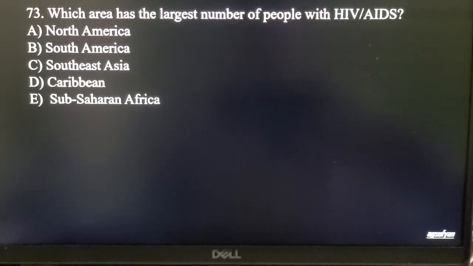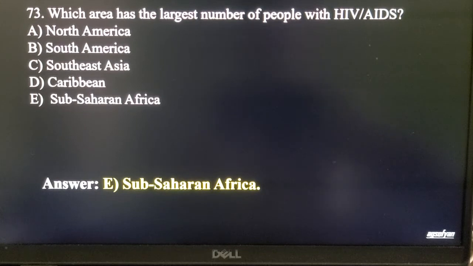73. Which area has the largest number of people with HIV or AIDS? North America, South America, Southeast Asia, Caribbean, or Sub-Saharan Africa? If you studied and watched the video, it is mentioned that Sub-Saharan Africa is the place with the most people that have HIV and AIDS infection, compared to other areas.